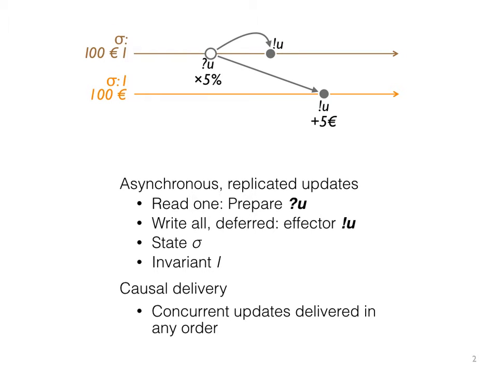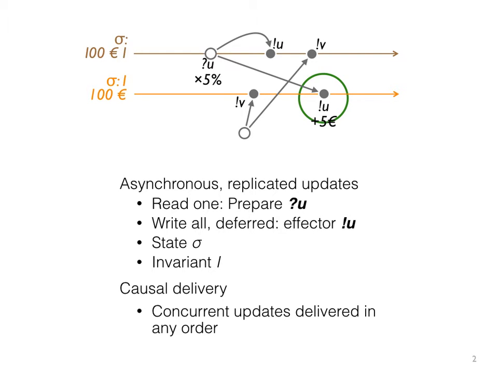Now let's consider some operation U. It consists of first reading state sigma at some origin replica, notation $U. This prepares the update to be applied at all replicas. This is a state transformation, which we call the effector, notation !U. The effector is sent and eventually delivered, that is applied, to all replicas. In the bank example, consider the operation to compute interest. It would read the current balance, say 100 euros, compute the interest, say 5%, and generate an effector that will add 5 euros downstream.